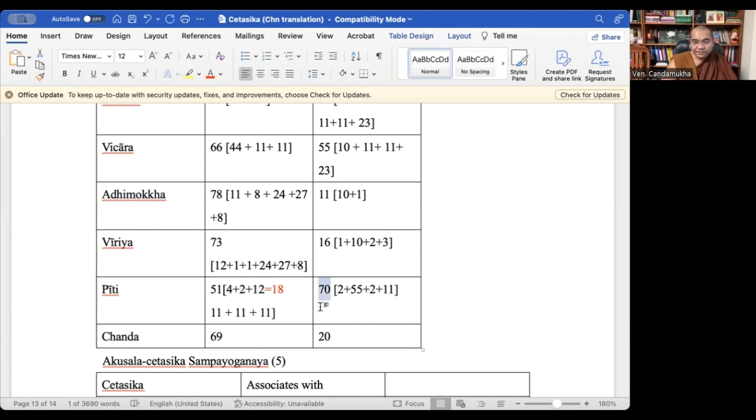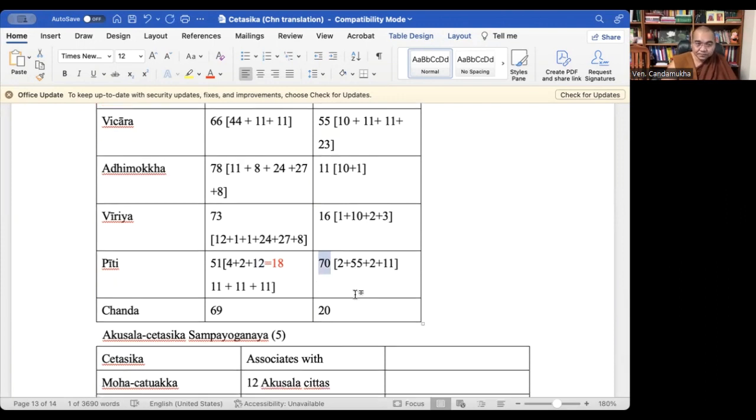So in this way, we can have Cetasika that associate with the BD, and Cetasika that do not associate with the BD. In this way, we can get one Sampayoga method. Now we come to understand with this study that BD associates only with the mental pleasant feeling, not the physical pleasant feeling.